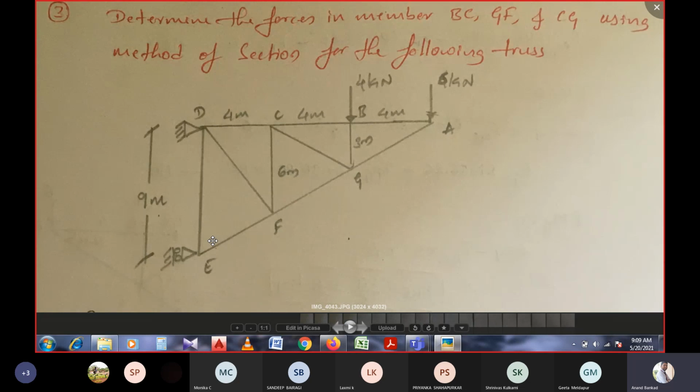So can anybody tell me which trigonometrical function can be applied to calculate the angle of inclination for this member? Anyone, please let me know. Which trigonometrical function do you use to obtain the angle of inclination for the member AE? So what is the angle of the member AE over here?